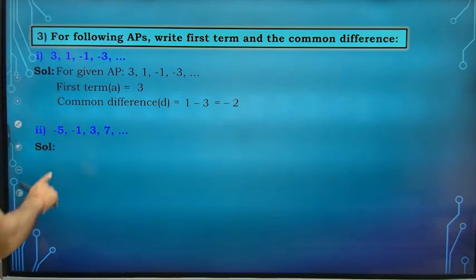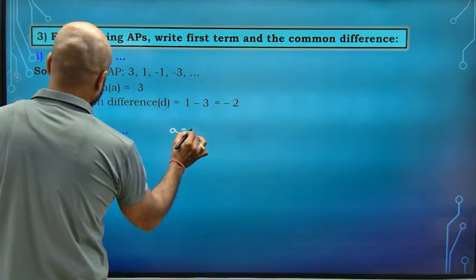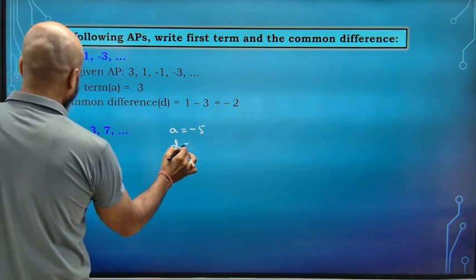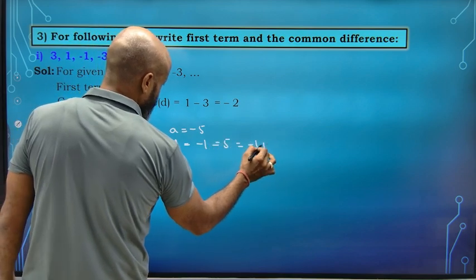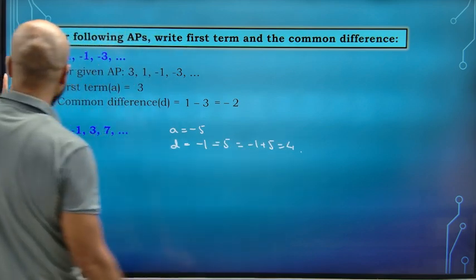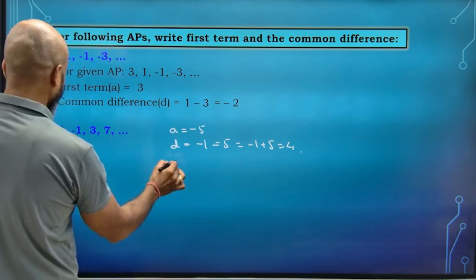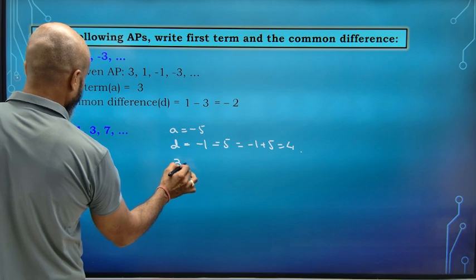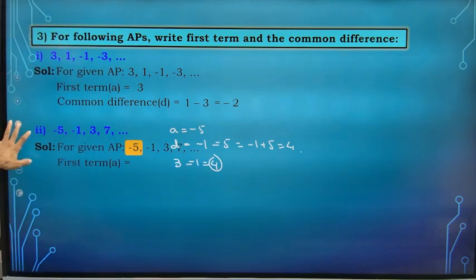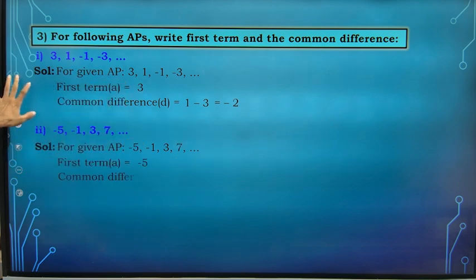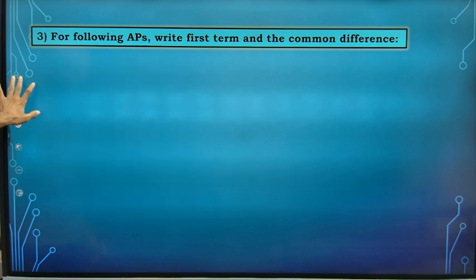Again here, what will be the first term? A is equal to minus 5. D will be equal to minus 1 minus minus 5. That is minus 1 plus 5, that is 4. Okay. And again, look at this. 3 minus minus 1, so it is 4. So obviously the common difference here is 4. For the given AP, A is equal to minus 5, common difference is equal to 4.